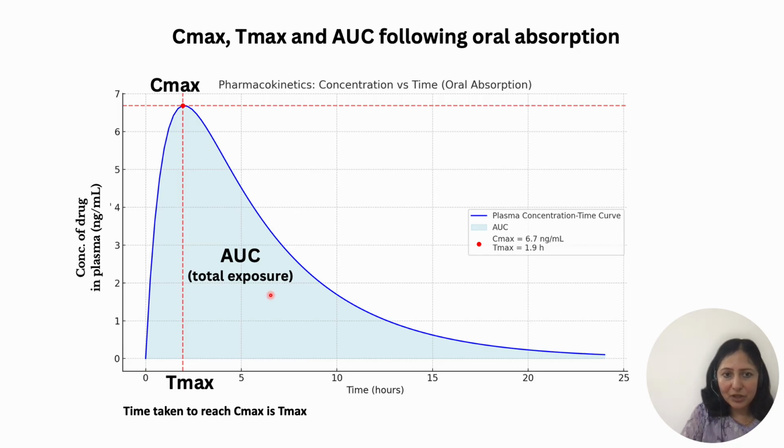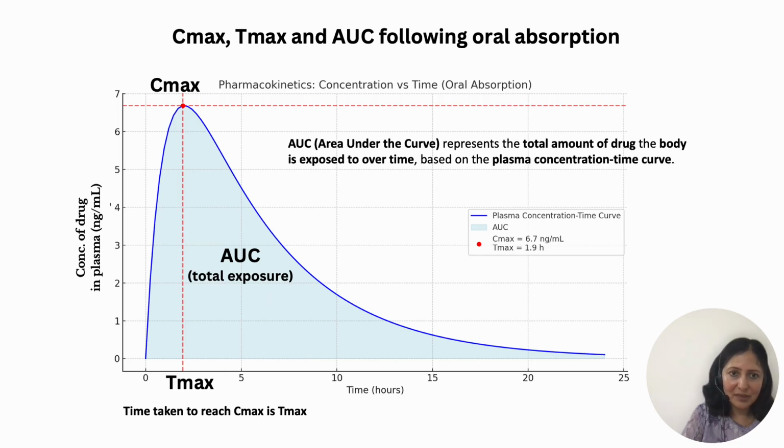The shaded portion represents area under the curve or total exposure. Area under the curve represents the total amount of drug the body is exposed to over time.